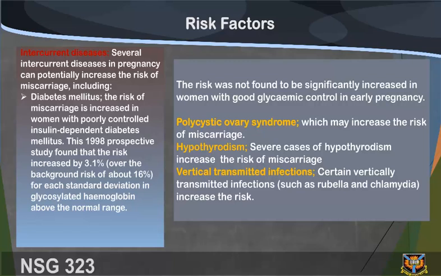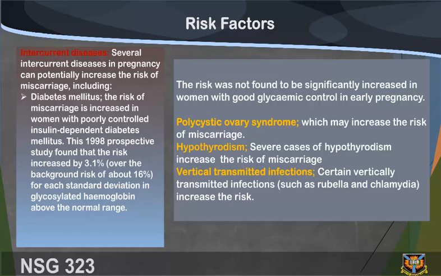The risk of miscarriage is increased in women with poorly controlled insulin-dependent diabetes mellitus. This 1998 prospective study found that the risk increased by 3.1% over the background risk of about 16% for each standard deviation in glycosylated hemoglobin above the normal range. The risk was not found to be significantly increased in women with good glycemic control in early pregnancy.